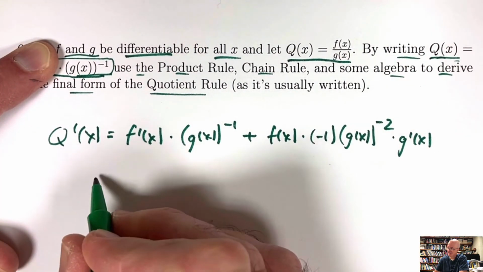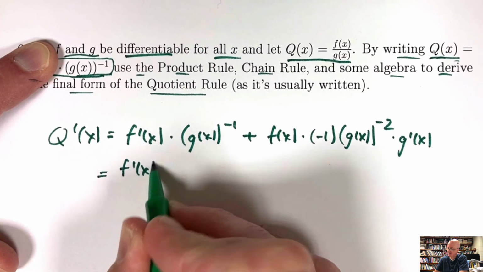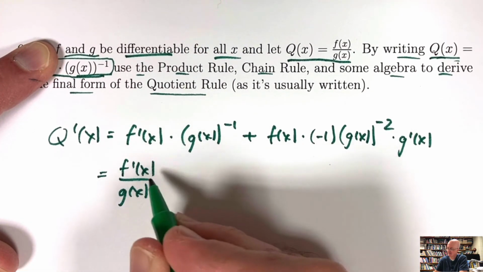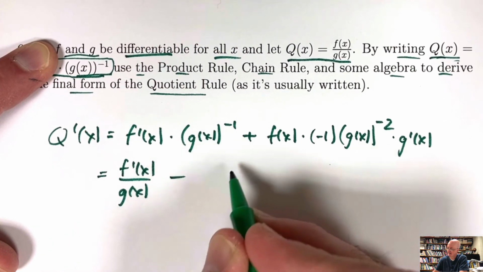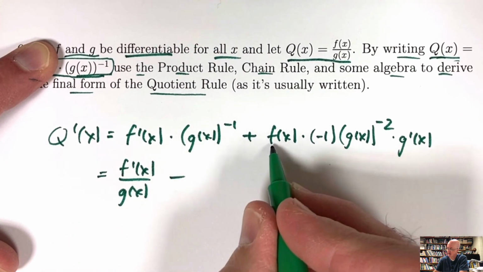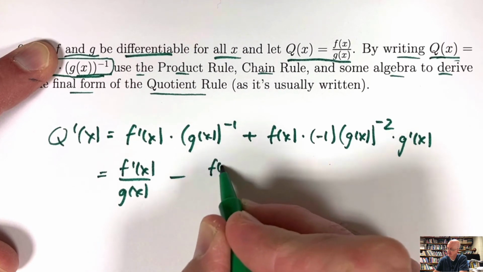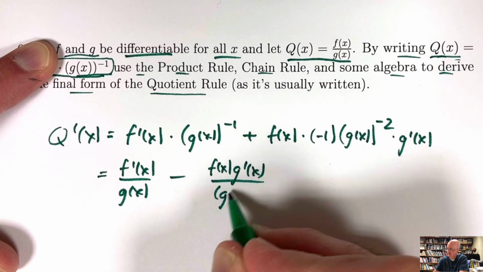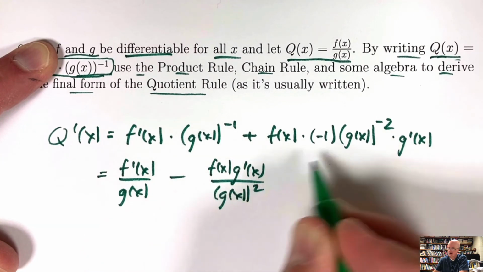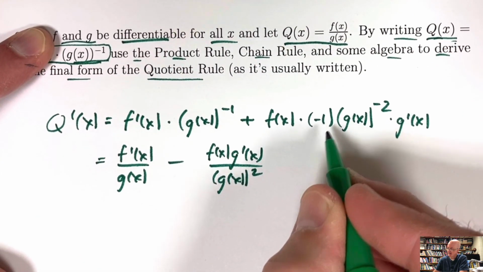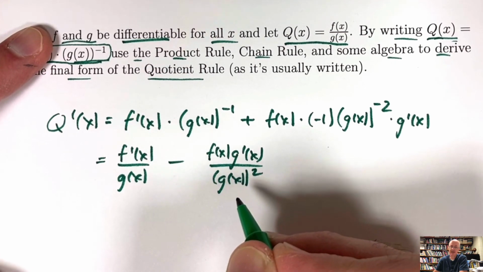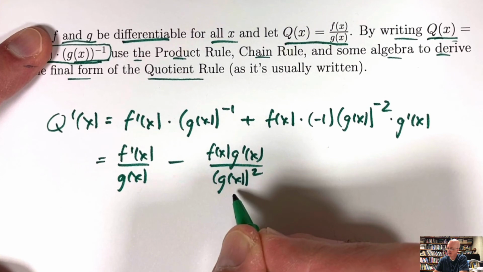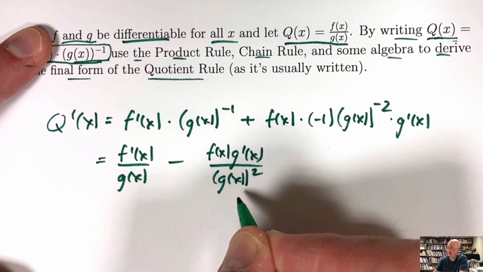We need to write this in the standard form to help us finish this problem. We want to write things as fractions. This is f prime of x divided by g of x. And then we have minus, write this entire thing as a fraction. You'd have f of x times g prime of x divided by g of x quantity squared. And again, I put the negative sign in front to compensate for that negative 1. This is a difference of two fractions. We need a common denominator. This one has a denominator of g of x. This one has a denominator, the bottom, of g of x squared.